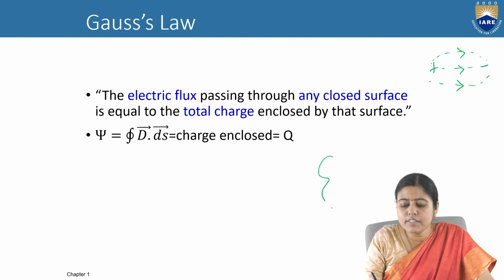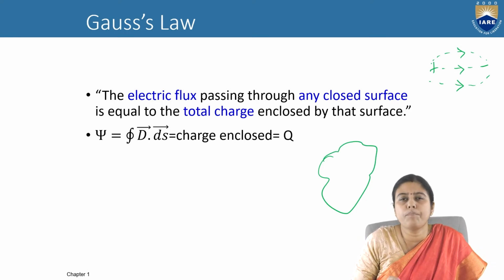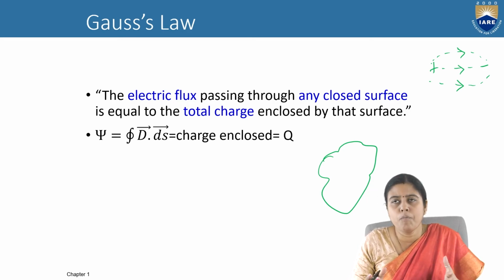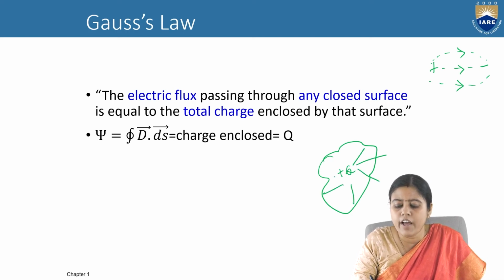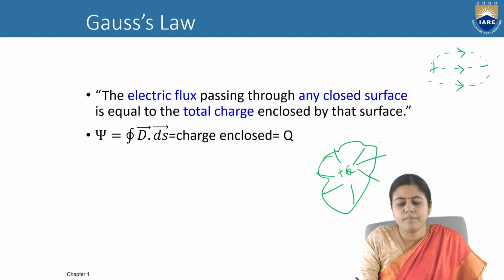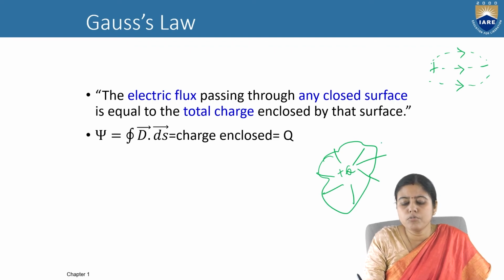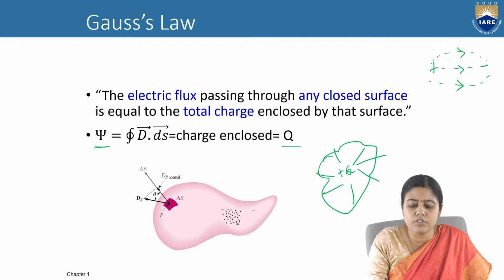So if this is a closed path, remember this one thing, this is a closed path, we are not thinking about the open path. So the charge is plus q. There will be some lines of flux which will go either to infinity or to the negatively charged. So according to this, psi is equal to the charge enclosed q.